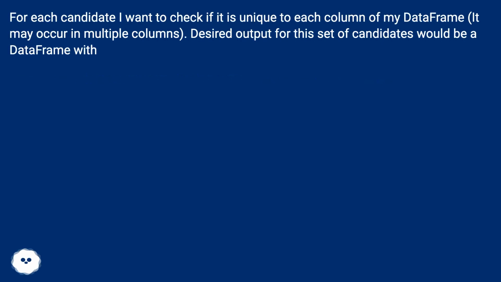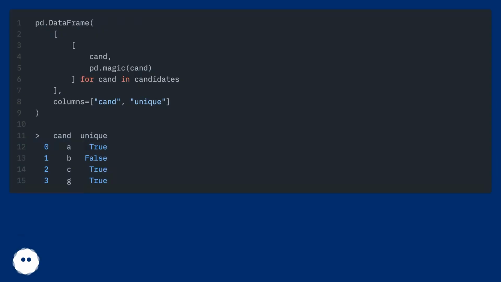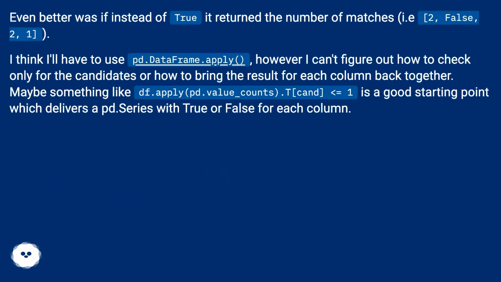For each candidate, I want to check if it is unique to each column of my data frame. It may occur in multiple columns. The desired output for this set of candidates would be a data frame with true and false values. Even better would be if instead of true it returned the number of matches, i.e. 2, false, 2, 1.